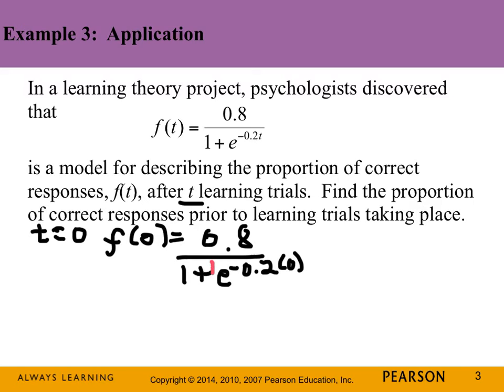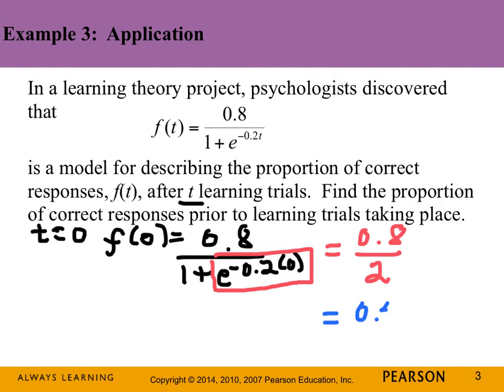Well, this is going to end up being e raised to the 0 power, and remember, that equals 1. In fact, anything raised to the 0 power, with the exception of 0, equals 1. So this will equal 0.8 over 1 plus 1 is 2. And so when we do the division there, the proportion of correct responses prior to the learning trials taking place is 0.4.